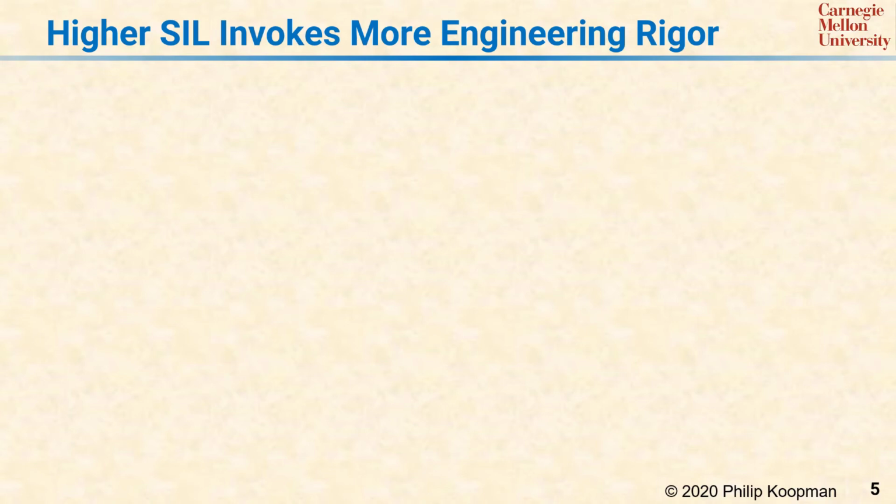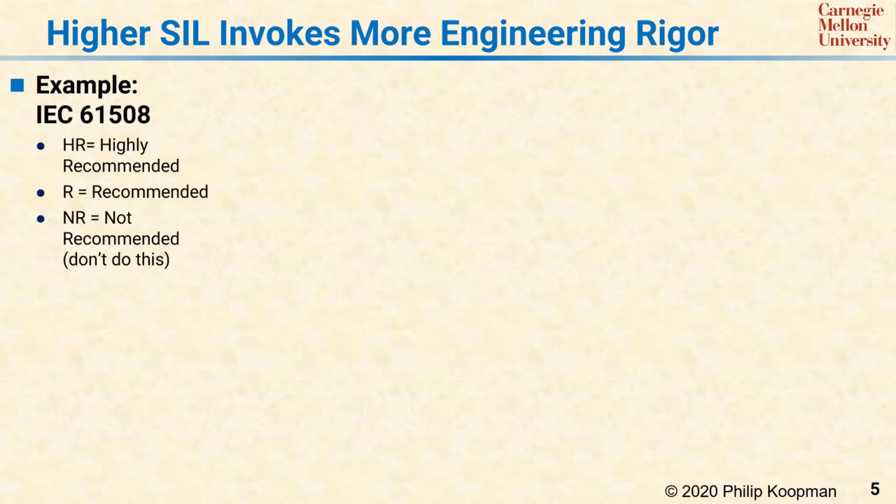Once a SIL has been determined, that SIL is used to guide the level of engineering rigor applied in designing the system. An example can be found in the engineering technique tables of IEC 61508. Techniques that must be used for a SIL are said to be highly recommended, which means they must be used unless there is a truly compelling argument that they are simply not applicable.